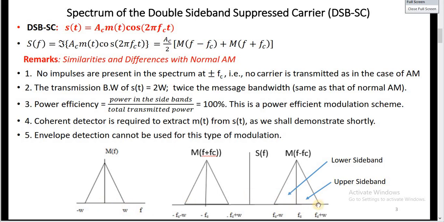فهاي من الأشياء المشتركة أو المشابهة للنورمال AM signal من حيث الترانسميشن bandwidth. The power efficiency, which is the power in the side bands divided by the total transmitted power, is 100%. So this is a power efficient modulation scheme.